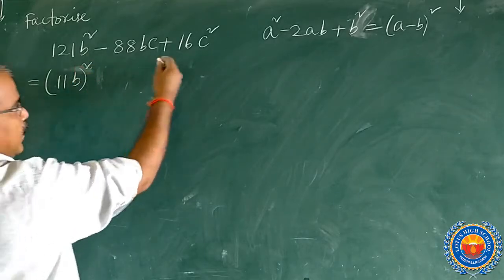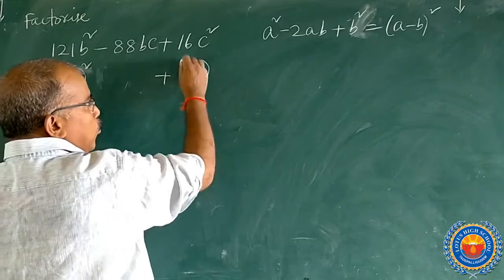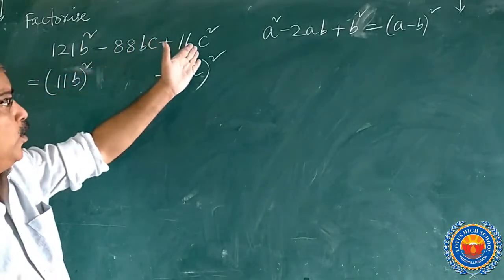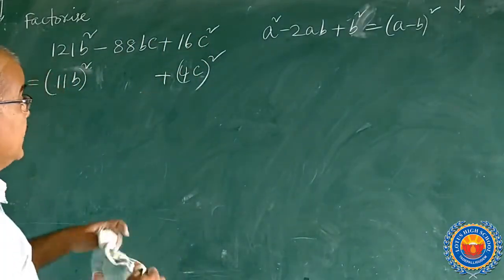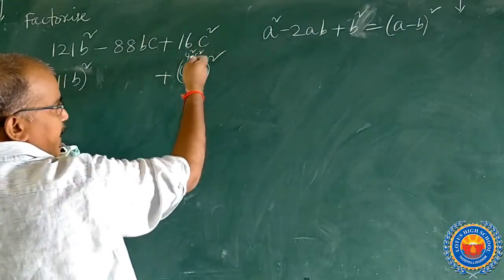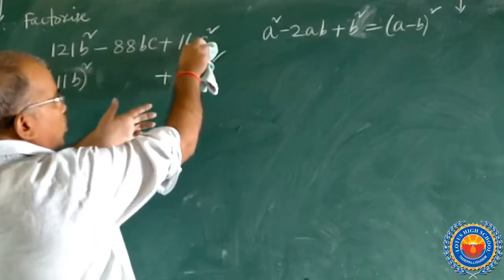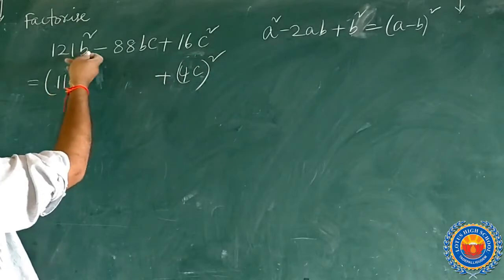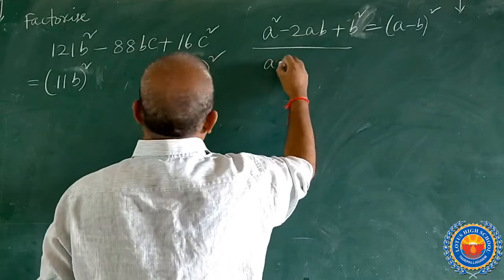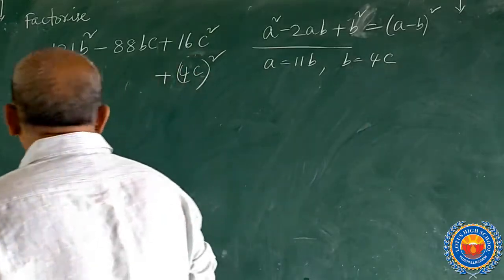What about this? 4 square c square is nothing but 4c whole square. If you want, you can write 11 square b square, or 4 square c square. Actually, what is this? a to the power of m, b to the power of m: ab whole to the power of m. Here also 11 square b square. So I have written it now. Find out a: a is equal to 11b, and b is equal to 4c.